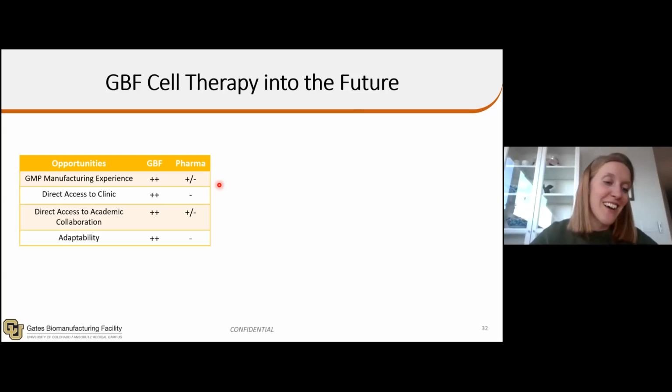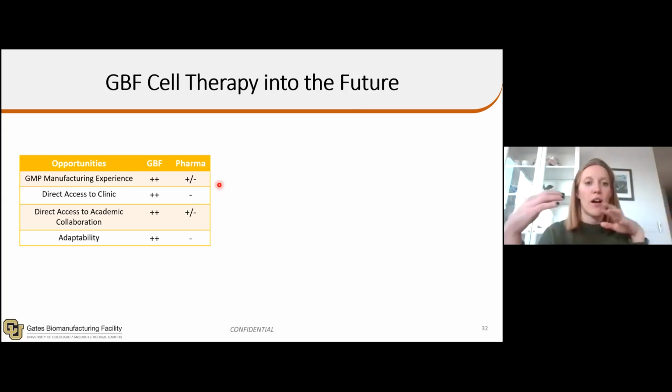The direct access to academic collaboration has been so great, working with Eduardo and getting to be involved at a very early preclinical stage. I think it was somewhat unique that I got some experience with that at pharma. It depends on what pharma company you're with and how much they want to collaborate with academic groups. But I think academic to pharma collaboration is absolutely critical for these highly nuanced, highly innovative therapies to make their way successfully into patients.